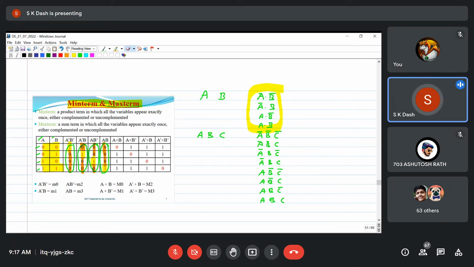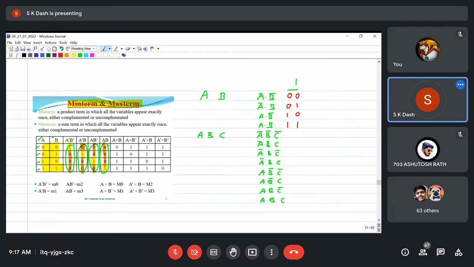So if I write the same thing here, they will be 1 for which combinations? They will be 1 for AB equal to, for A bar B bar, this is 0 0, then 0 1, then 1 0, then 1 1. Up to this, is it clear? Yes, sir.